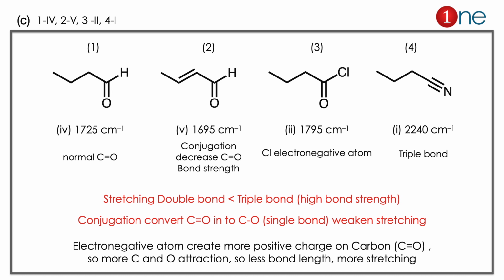Then you have to look at the acid chloride and the aldehyde. Chlorine is an electronegative group. Even though it has a lone pair of electrons, it doesn't donate. It withdraws electrons from the carbon and increases the positive charge, decreasing the bond length. That's why it increases the stretching. So it will be higher than the first one. So if you look at the order, 1 will be the fourth one, second will be the fifth one, and third will be the second, fourth will be the first. So the answer is clearly C.